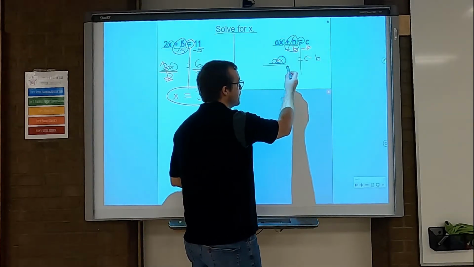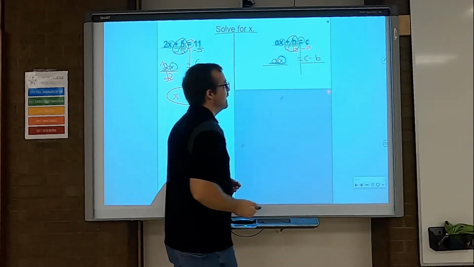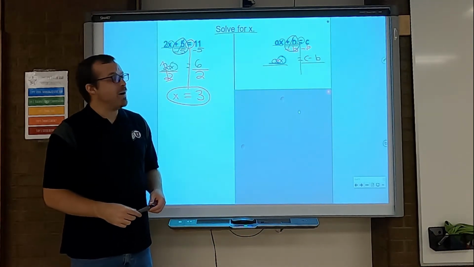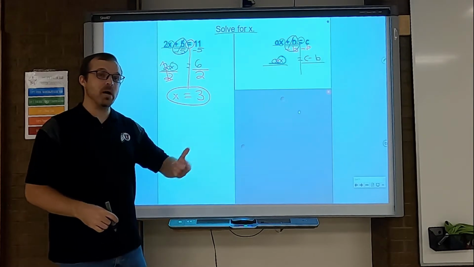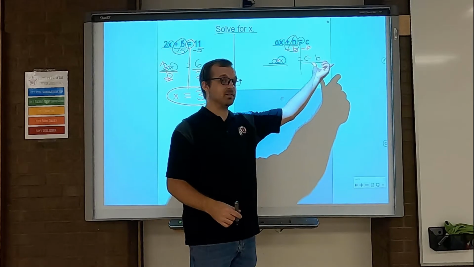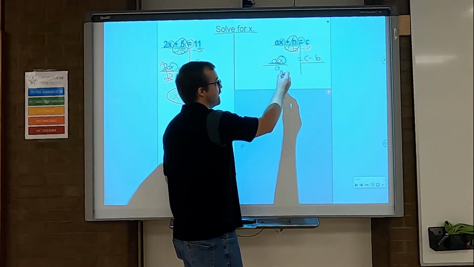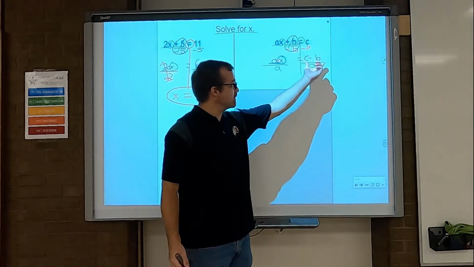And because I'm dividing one side, I have to divide the other side, not just the C or the B. That's right. We have to make sure that we're dividing everything. Okay? This is the division property of equality. If I divide one side, I have to divide all of the other side as well. In this case, we're dividing by A. And yes, we do need to divide all of the C minus B.